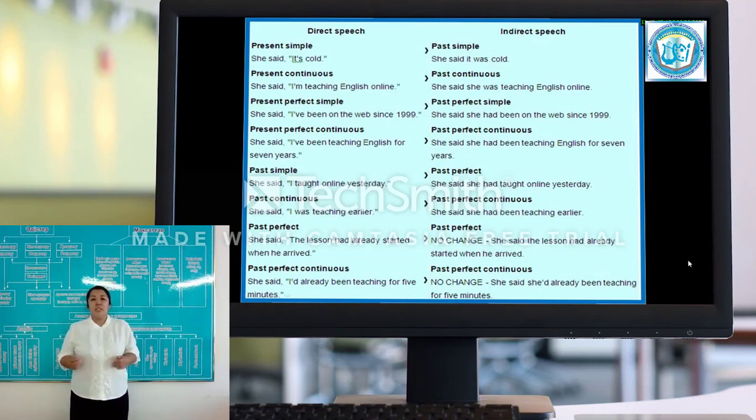Present perfect continuous is changed into past perfect continuous. Past simple is changed into past perfect. Like she said, "I taught online yesterday." She said that she had taught online yesterday. Past continuous is changed into past perfect continuous. Past perfect stays past perfect. Past perfect continuous is used in indirect speech as past perfect continuous. For example, she said, "I've already been teaching for 5 minutes," so there will be no changes.